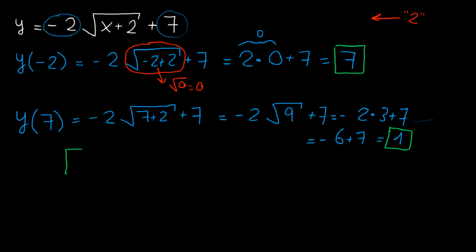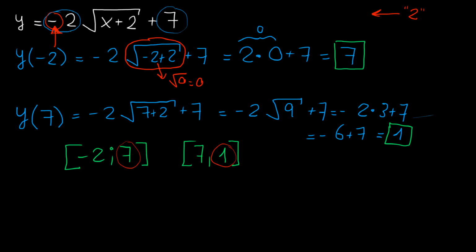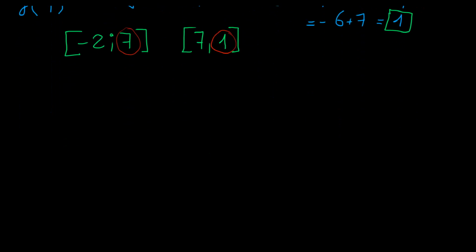So the first point that we have on the graph is -2 and 7. And the second point is that when we plugged in 7, we have a 1. And notice that the function is decreasing. So it jumped from 7 to 1 because of the minus sign. It is decreasing because there's a minus. I think it's very logical. All right, so we have these 2 points.